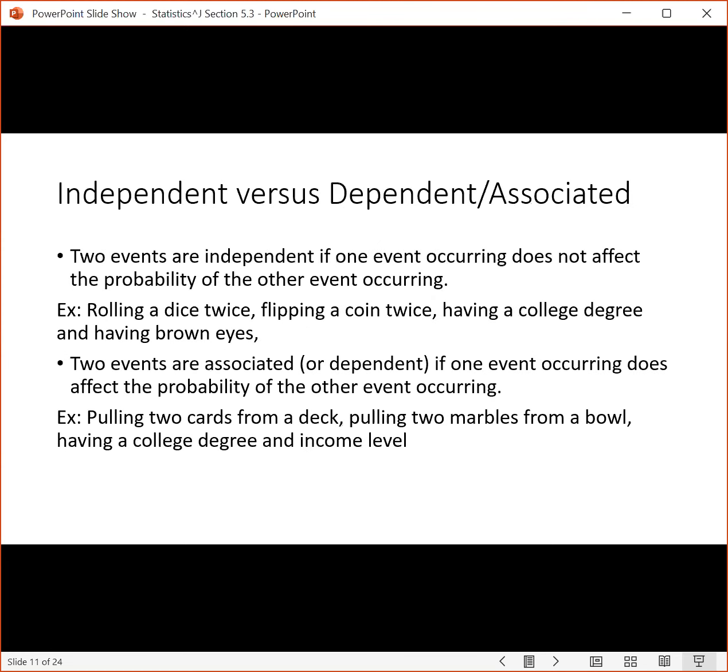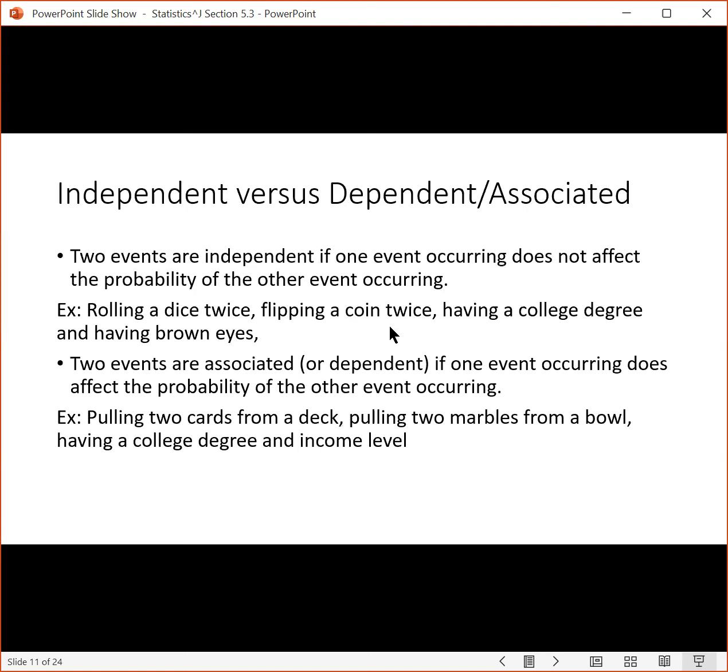But first, let's talk about independent versus dependent or associated events. Two events are independent if one event occurring does not affect the probability of the other event occurring. So if you were to think about rolling a dice twice, you pick up a dice and roll it, and you pick it up and roll it a second time, the second roll is not affected by the result from the first roll. It's not like you roll a 6, and then when you roll it a second time the probabilities change. No, the possible results and the probability of them stay the same independently from dice roll to dice roll. The same thing is true of flipping a coin.